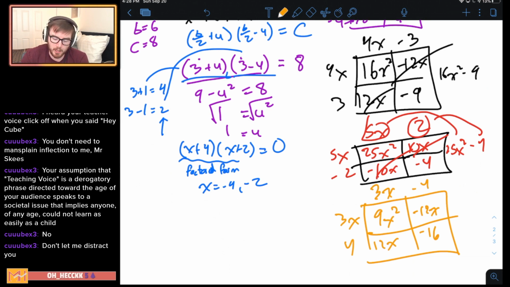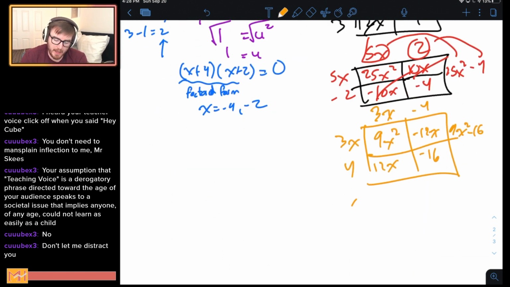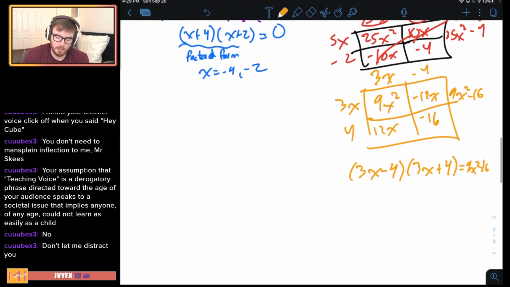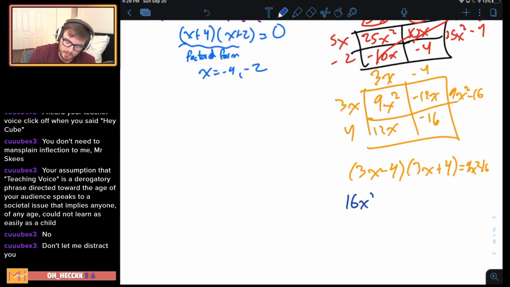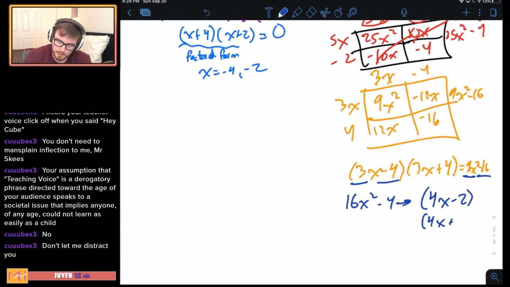So, how do I go backwards? Because that's the point. How do I go back into my factored form? Because what we're saying here is that 3x minus 4 and 3x plus 4 equals 9x squared minus 16. They're the same. Well, let me give you, let's say, 16x squared minus 4. What does that go into? Look, this is the square root of that, and negative 2 is the square root of that. All right? So this becomes 4x minus 2 times 4x plus 2.